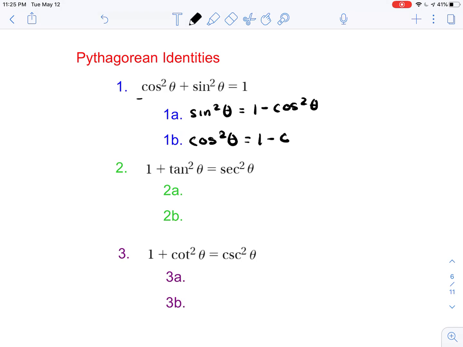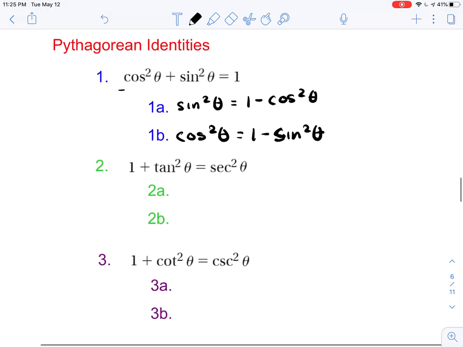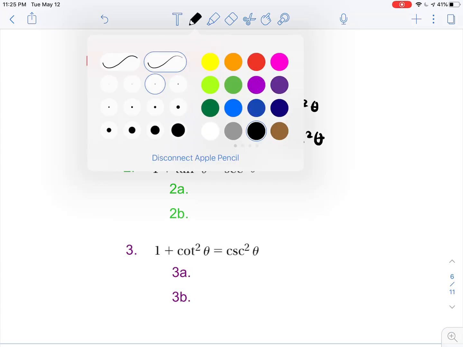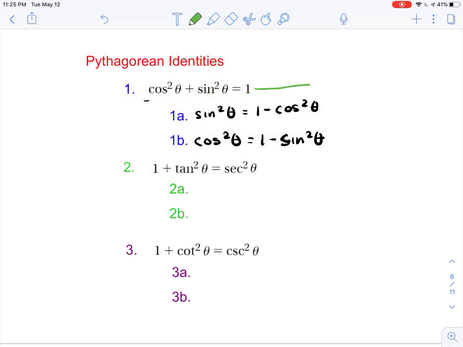Okay, so again, when we see addition or subtraction, we should be thinking of these identities. Another thing I could do is subtract sine squared from both sides. That means cosine squared theta is equal to 1 minus sine squared theta. Again, it can be substituted in either direction.